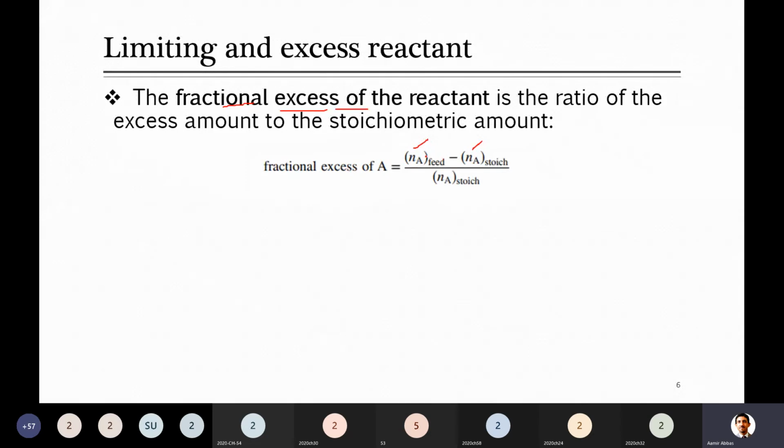So if you look at this expression, that amount n is for the number of moles. Here I'm saying n for number of moles, a is any component, and feed is anything which is entering the reactor. If I know its moles, I subtract it from the number of moles as per the stoichiometric equation. So we'll look at what that means.